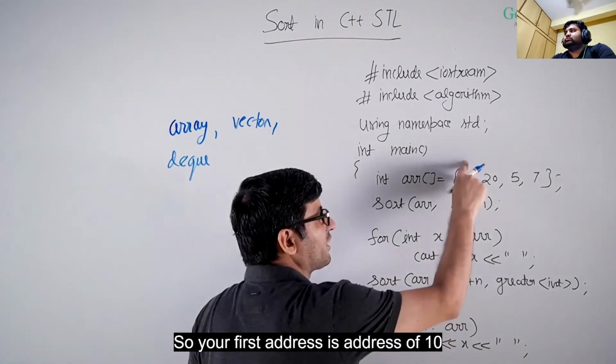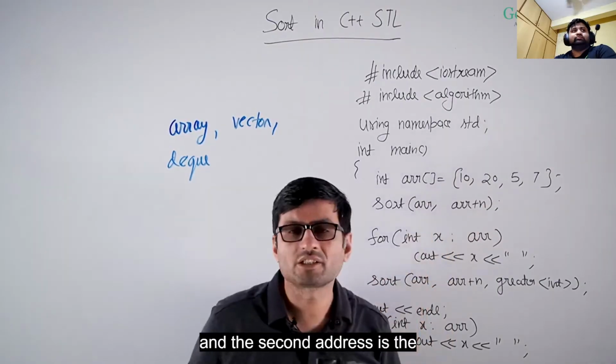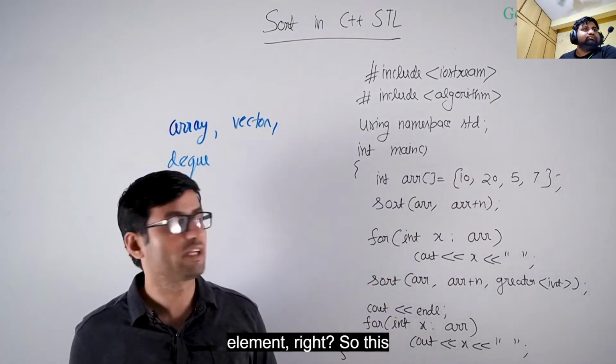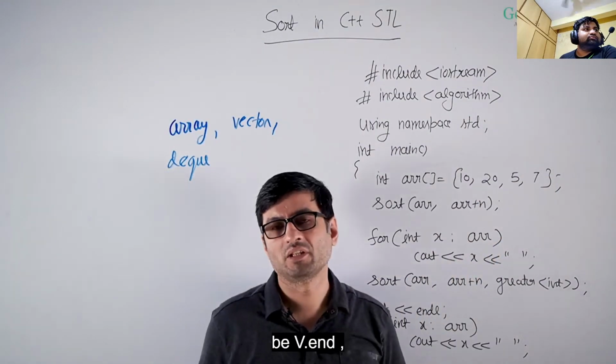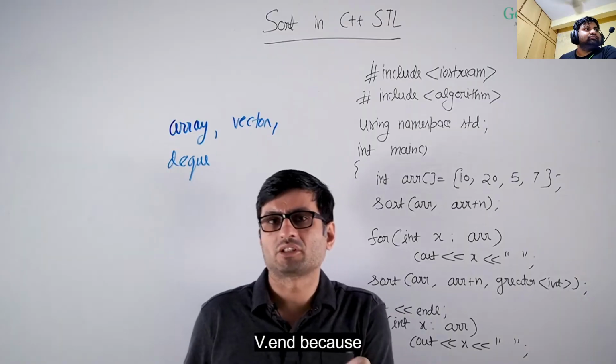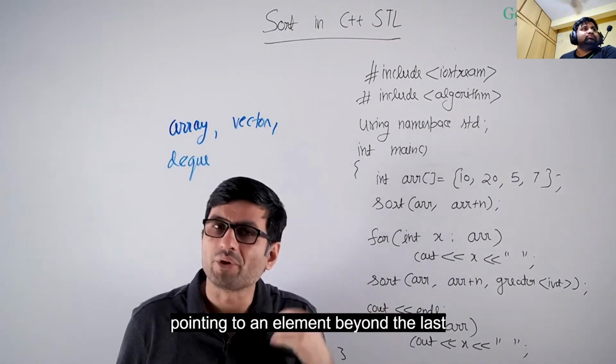So your first address is the address of 10. And the second address is the address after the last element, right? So this address is after the element 10. If you talk about vector and deque, it's going to be v.end, because it gives you an iterator pointing to an element beyond the last element.